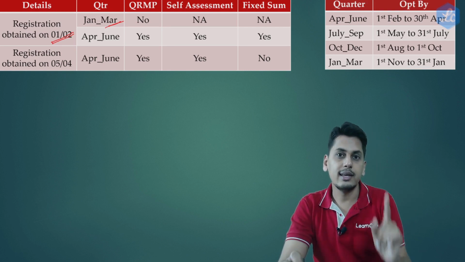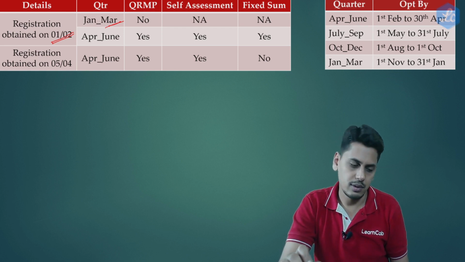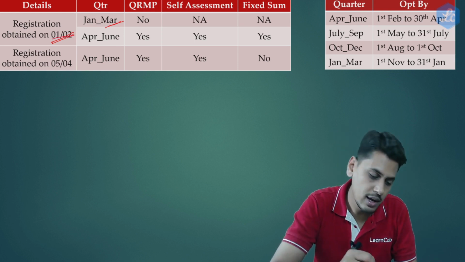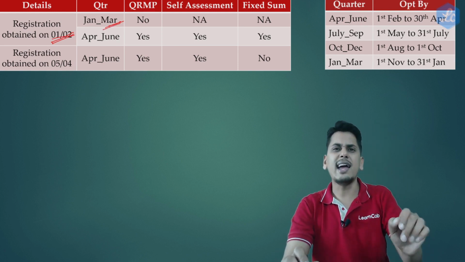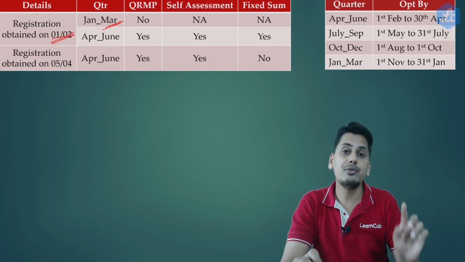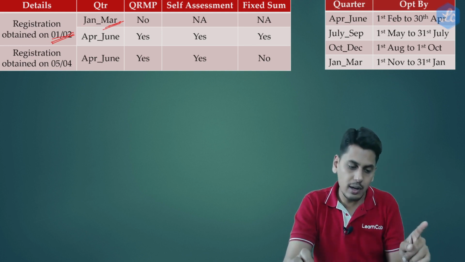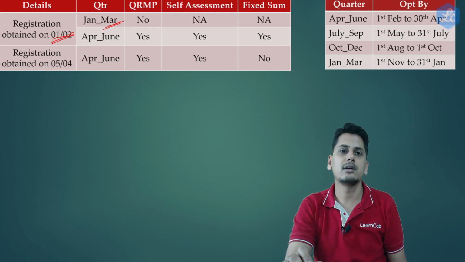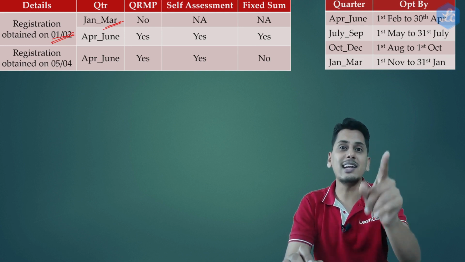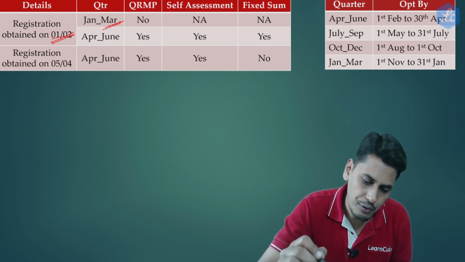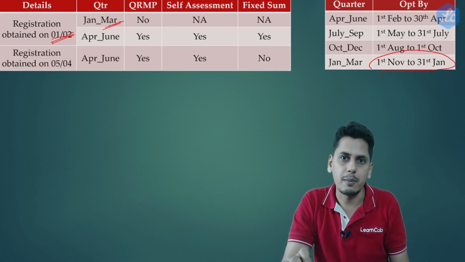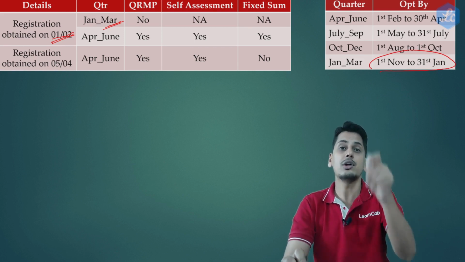Question number 1, can he come under QRMP? Please follow the facts very carefully. Registration obtained on 1st of February, for the quarter January to March, can he come under QRMP? It's simply no, because if you want to operate under QRMP for January to March, you should opt for the scheme by 31st of January, because for January to March, the window is 1st November to 31st of January. So by 31st of January, you should have opted for this scheme.